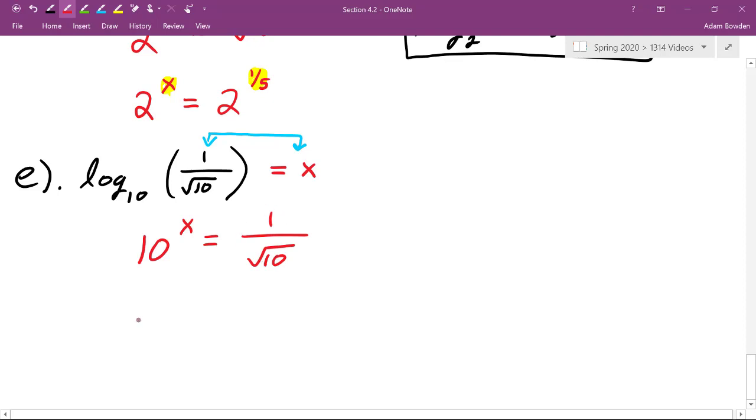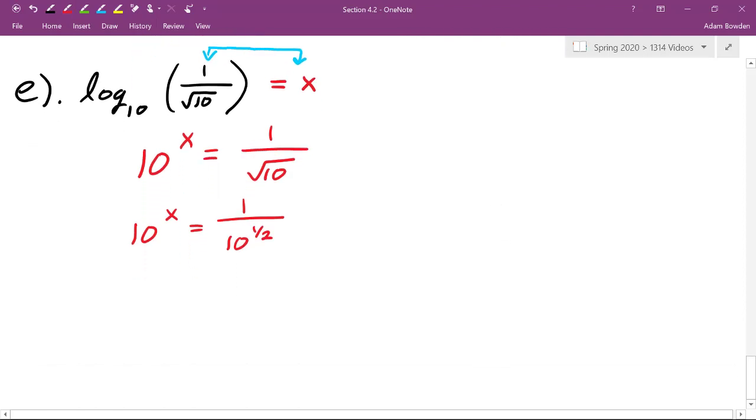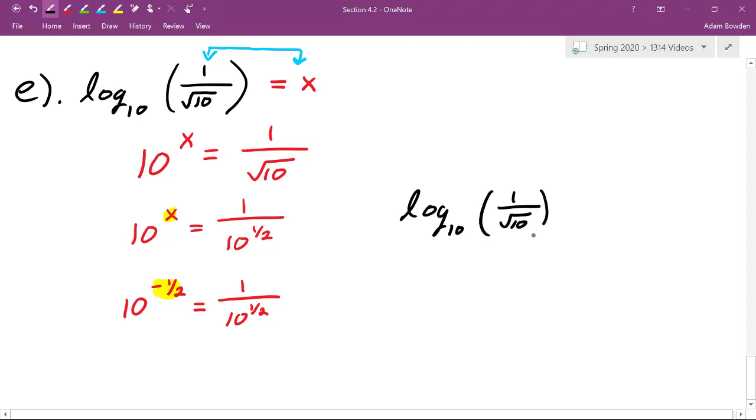Now let's change over the square root here. The square root, like we talked about before, was the 1/2 power. So this is the same as 1 over 10 raised to the 1/2 power. And since that 1/2 power is in the denominator, that's the same as a negative 1/2 power. So 10 to the negative 1/2 is equal to 1 over 10 to the positive 1/2 power. So that's the exponent of 10 that we want to use for x. We say log base 10 of 1 over the square root of 10 is equal to negative 1 over 2.